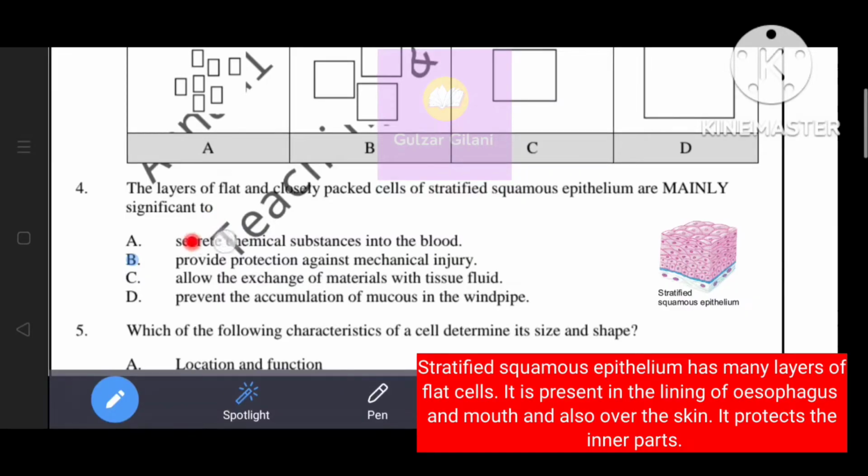That's why, given options में से जो correct answer है वो है option B, that is provide protection against mechanical injury. Means option B is the correct answer.